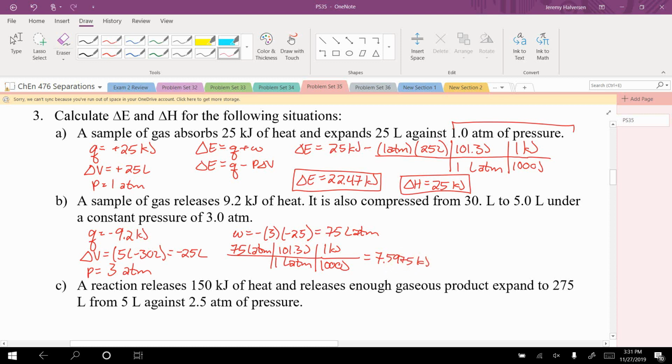7.5975 kilojoules of work. And so then I know that my delta E is going to be Q plus W, which is negative 9.2 plus 7.6. And that gives me delta E equals negative 1.6 kilojoules. And then my enthalpy again is just equal to my Q.